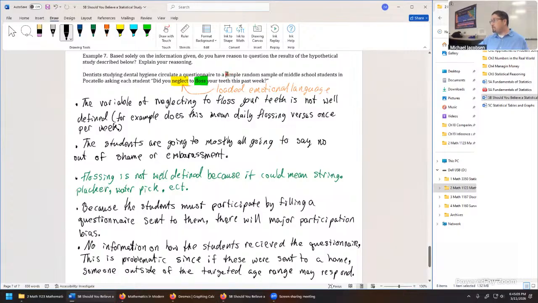What they could have possibly done better is go make a listing of every single possible middle school in Pocatello. Then after they've done that, that's a good amount of middle schools, randomly select maybe 5 of them, then include every single middle schooler in those 5 schools, and then use the administration, the teachers to make sure every one of those students fills out the questionnaire.